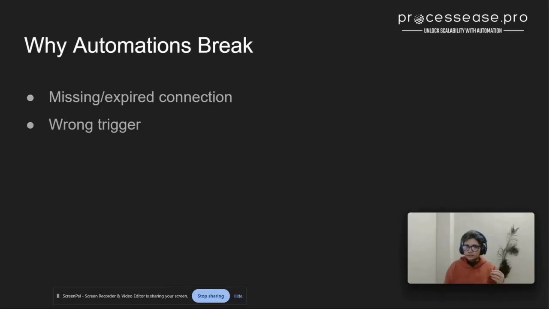Wrong triggers. So it might trigger on a wrong event which was not intended. Incorrect data mapping. Of course, if you map a phone number to an email field, or you want to send phone data to your messaging app but the data is missing there, or you mapped the wrong field, maybe you mapped the email field instead of the phone field, that will throw an error.